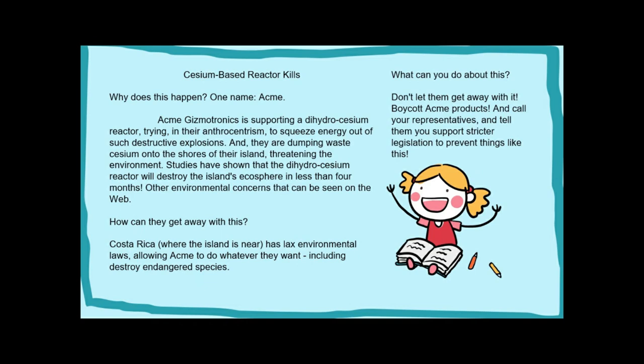Acme Gizmotronics is supporting a dehydrogen reactor, trying in their atrocentrism to squeeze energy out of such destructive explosions, and they are dumping waste cesium onto the shores of their island, threatening the environment. Studies have shown that the hydrogen reactor will destroy the island's ecosphere in less than 4 months. Other environmental concerns can be seen on the web. How can they get away with this? Costa Rica, where the island is near, has lax environmental laws, allowing Acme to do whatever they want, including destroy endangered species.